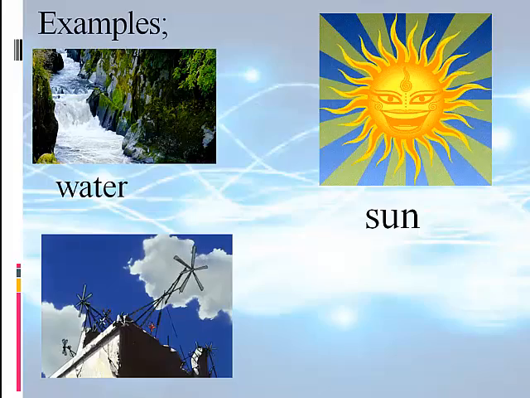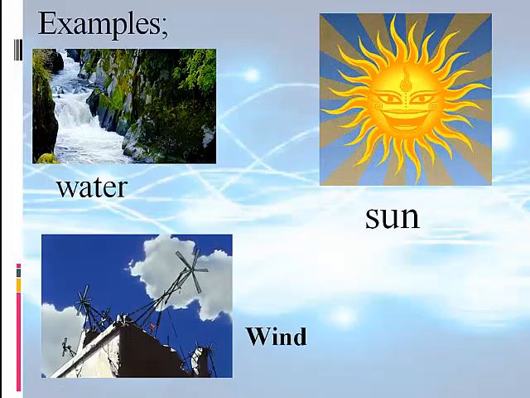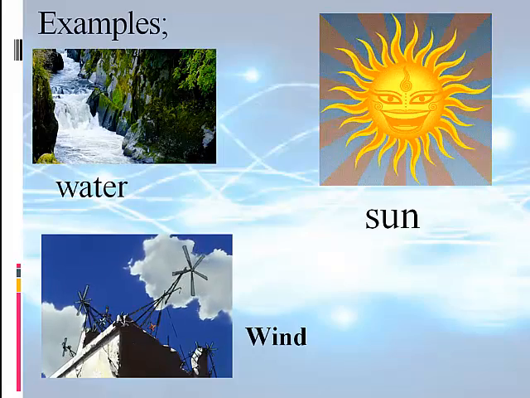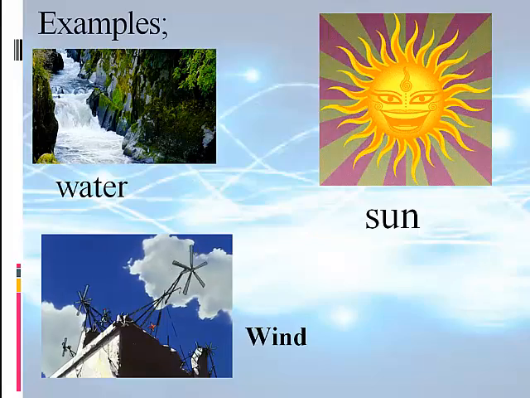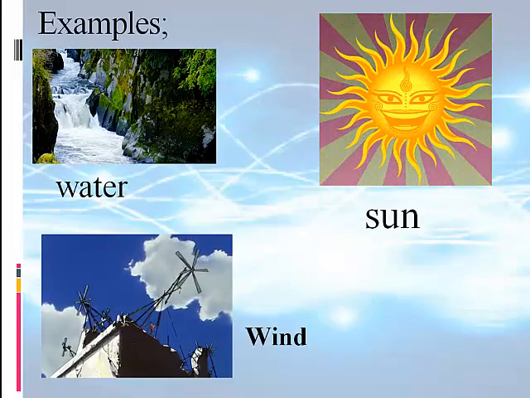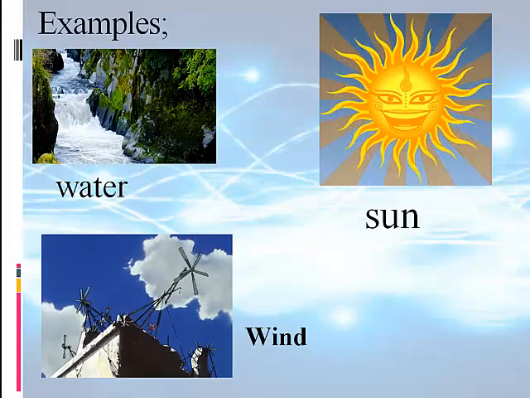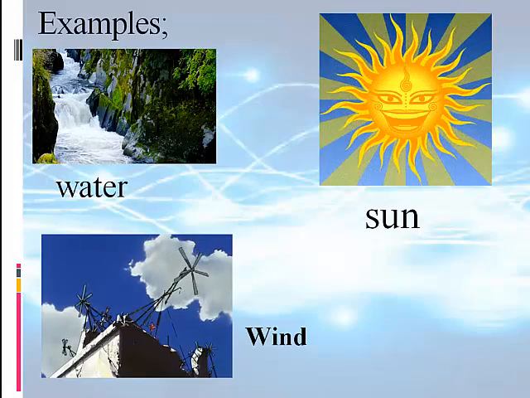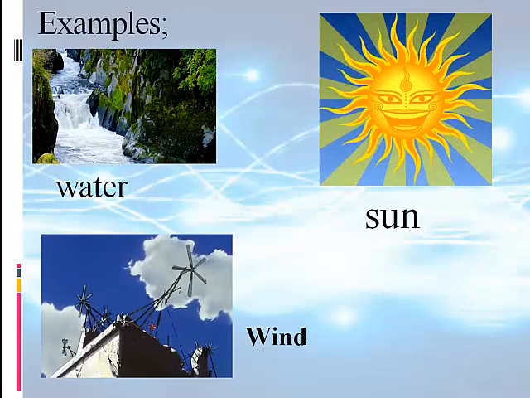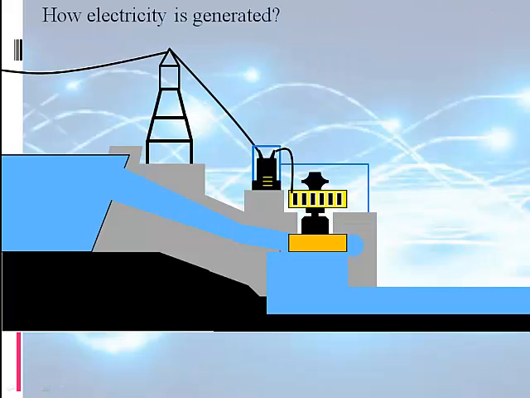And the third example of renewable resources is wind. Windmills are used to generate electricity in places where strong wind blows. The wind turns the fans, and the fans then turn the turbine, which generates electricity. These are some examples of renewable resources present in nature.